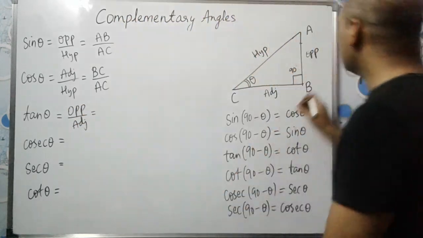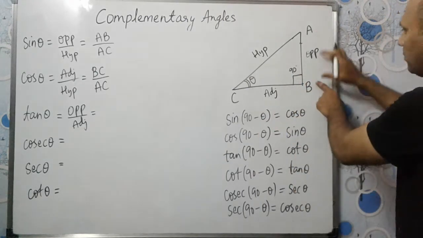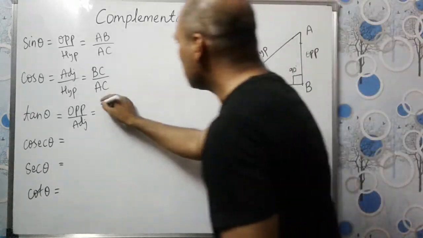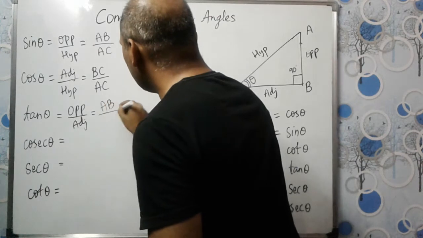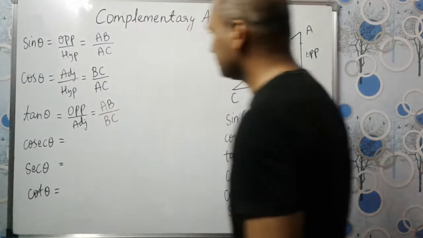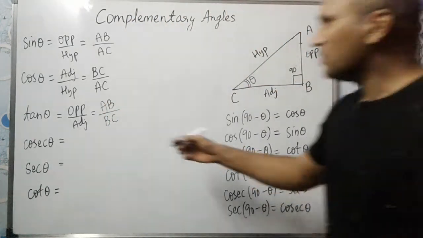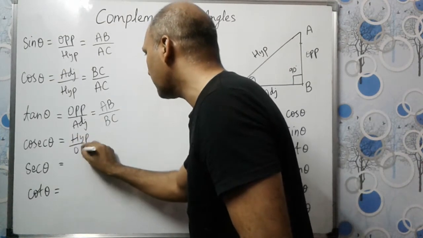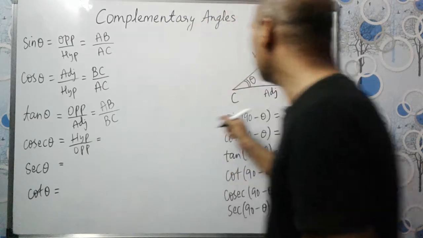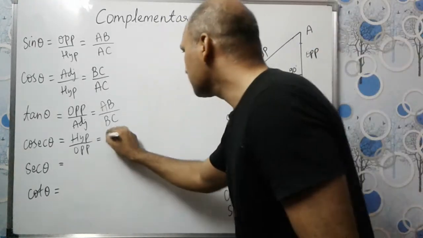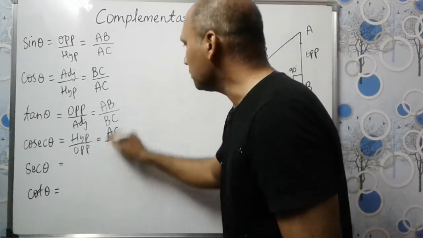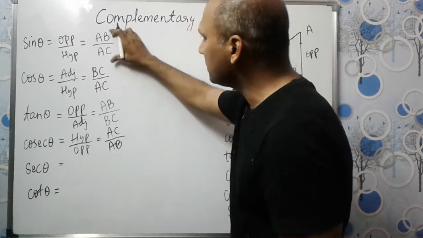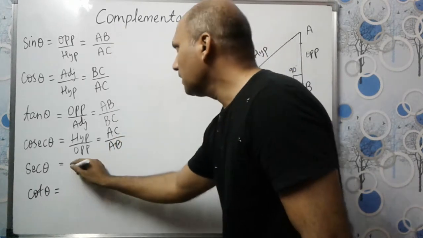Tan is opposite divided by adjacent. So opposite is AB, adjacent is BC. So this is AB divided by BC. Okay, now cosecant is hypotenuse divided by opposite. So hypotenuse is AC divided by opposite is AB, or we can write the reciprocal of sine also, right?